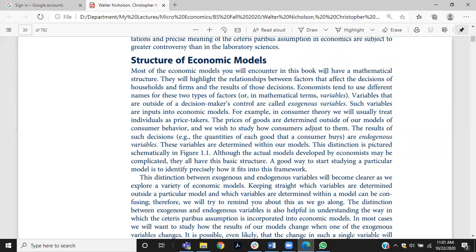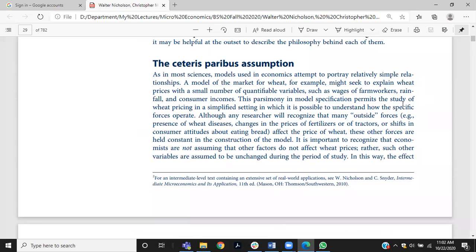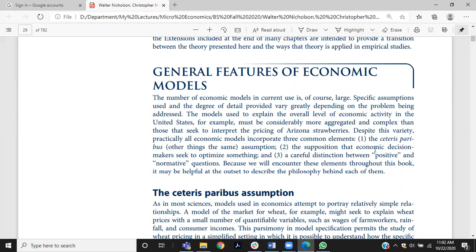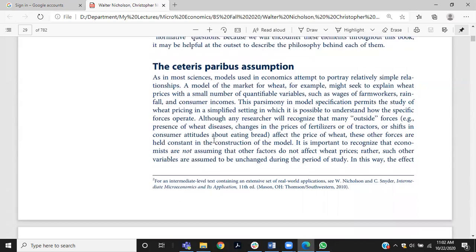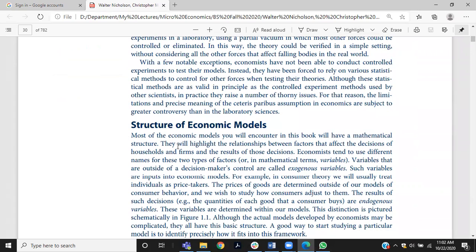The second common element and feature of economic models is the structure of economic models. These are three different elements or features of economic models. Number one is the ceteris paribus assumption. Number two, the supposition that every economic model optimizes something. And third feature or element is the distinction between positive and normative questions. So now we will be talking about the second element that is common in most economic models, and that is the structure of economic models.